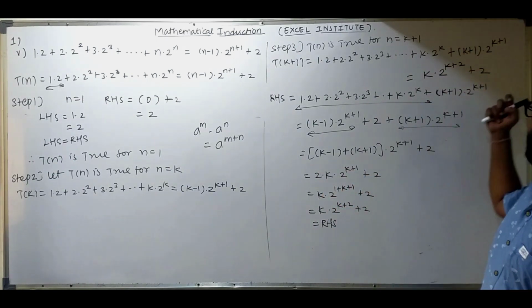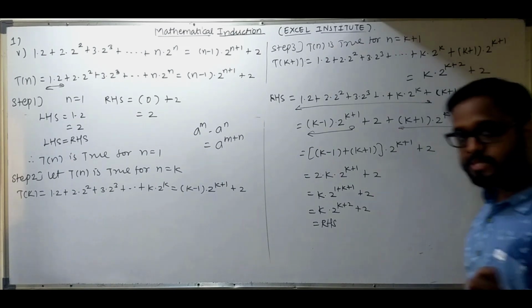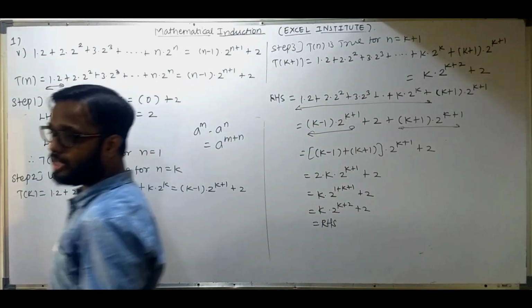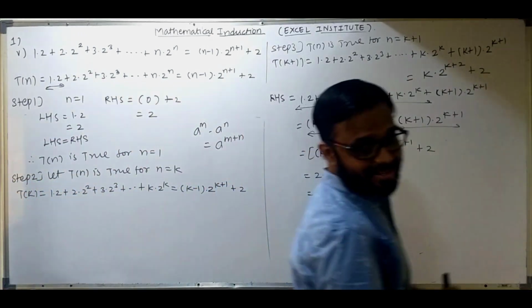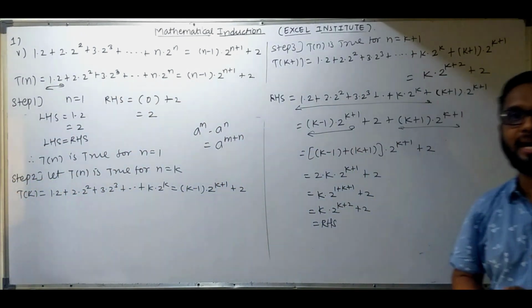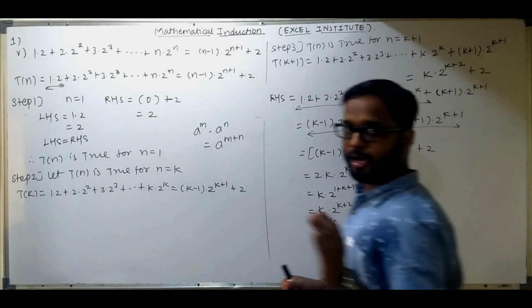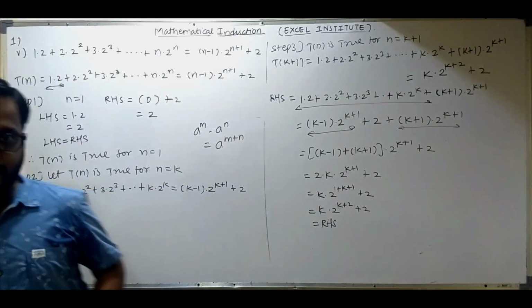Which is equal to RHS, which is equal to this, and hence by using the principle of mathematical induction, T of n is true for all n belonging to capital N. Is this clear to everyone? Beta, understood properly? Everyone? Yeah? Good. Now let's see the next question, beta.